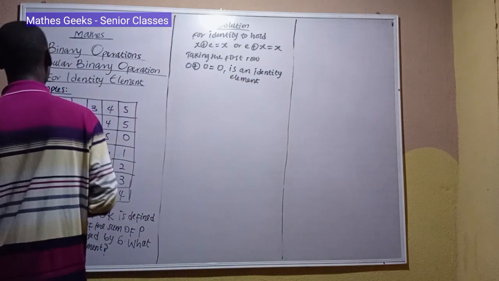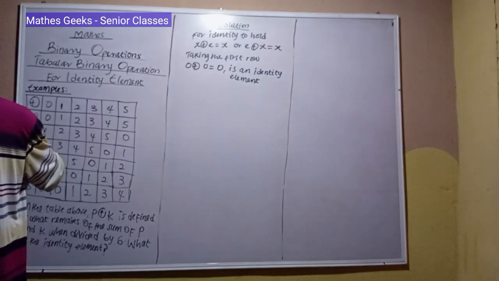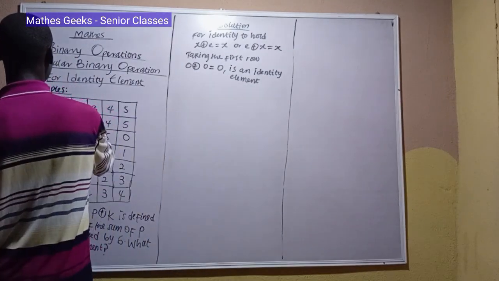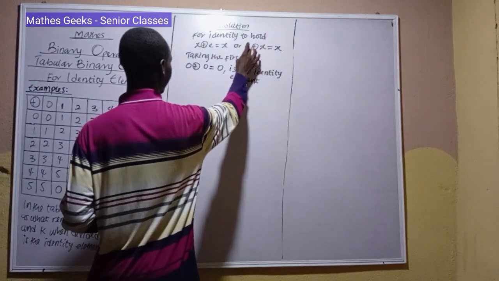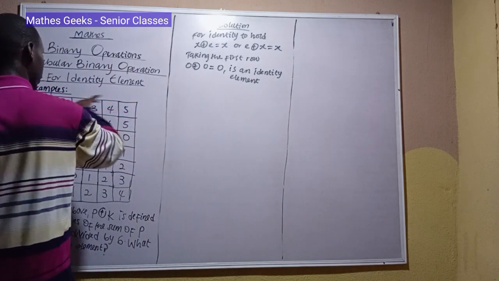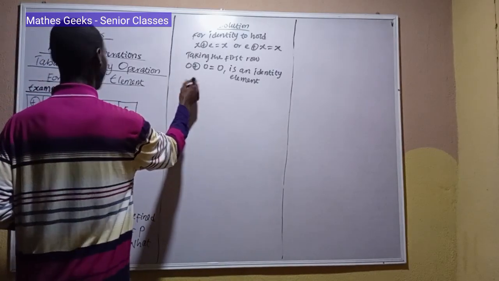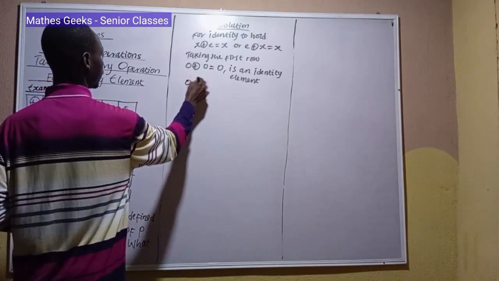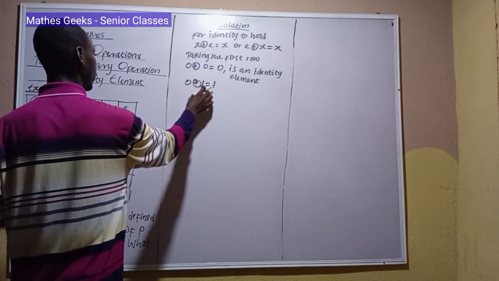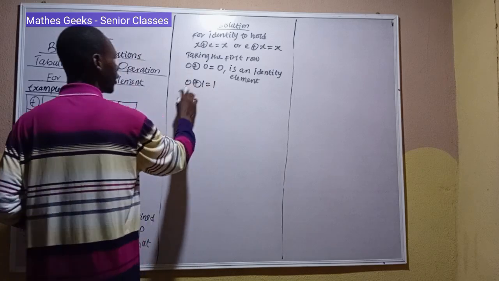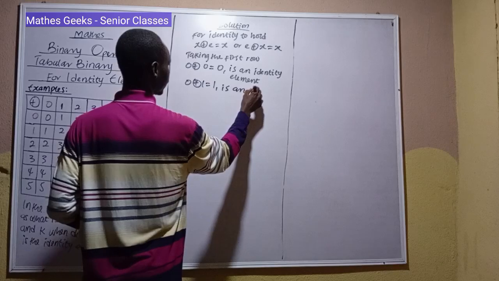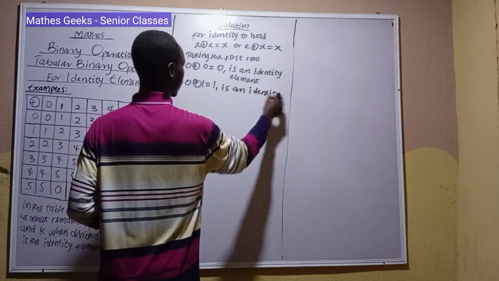Let's still see. 0 operation 1 gives us 1. Because we are using row against column, it will be in this form: identity element operation x will give us x. So 0, which is the row, is the identity element. 0 operation 1 gives us 1, which is what we have here. So there is an identity element in that confirmation. So 0 is an identity element.